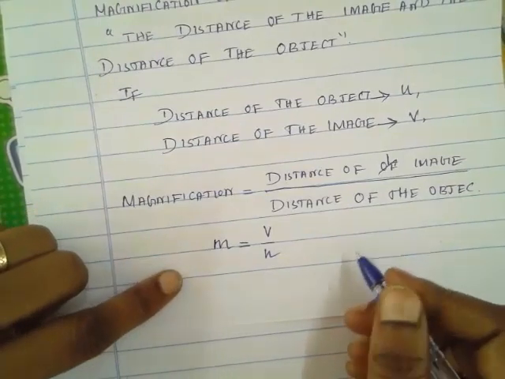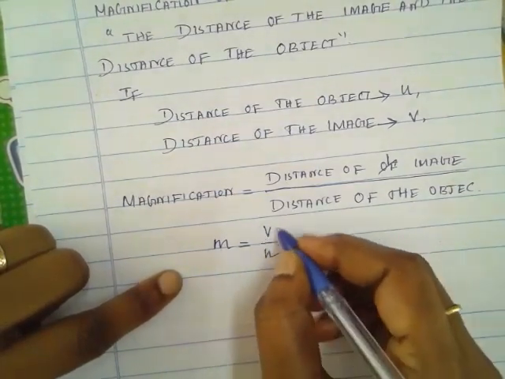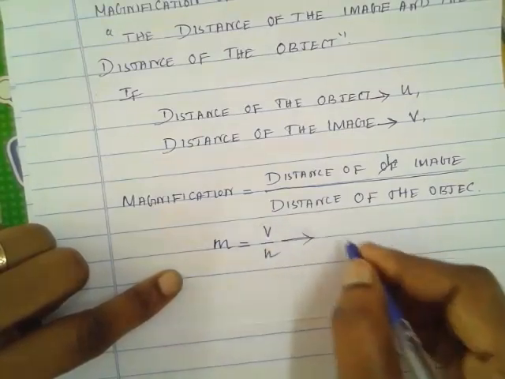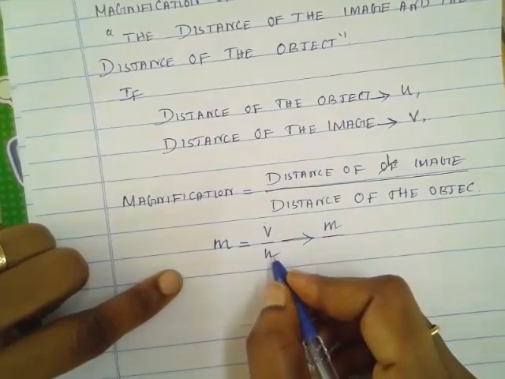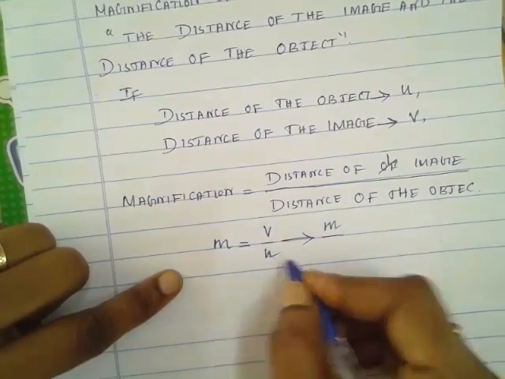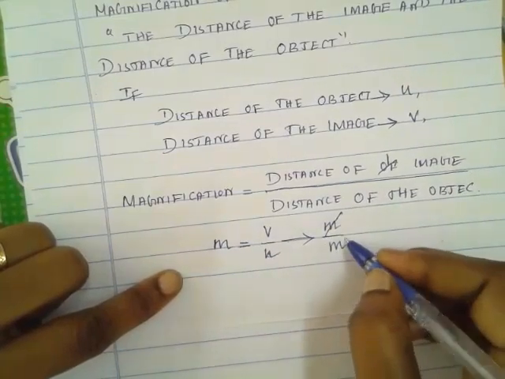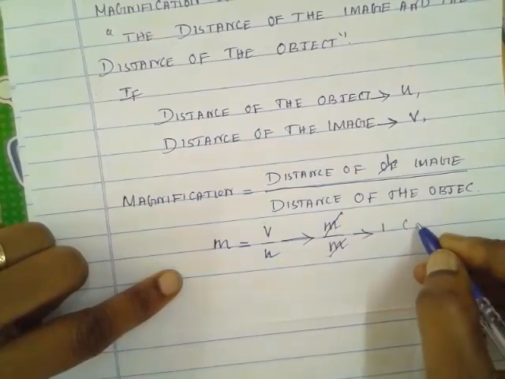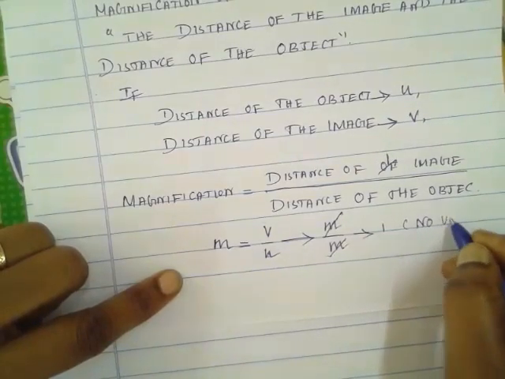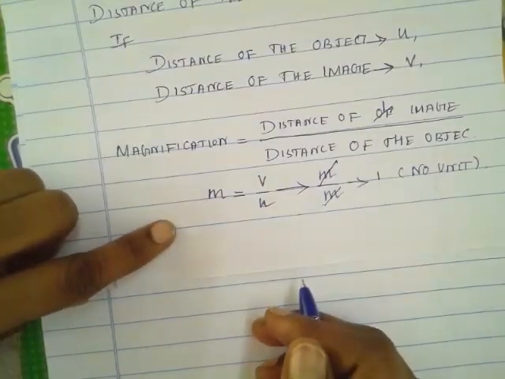There is no unit for magnification because the distance of the image is measured in meters and the distance of the object is measured in meters. Therefore anything divided by the same thing is equal to 1, and no unit remains. That is why there is no unit for magnification.